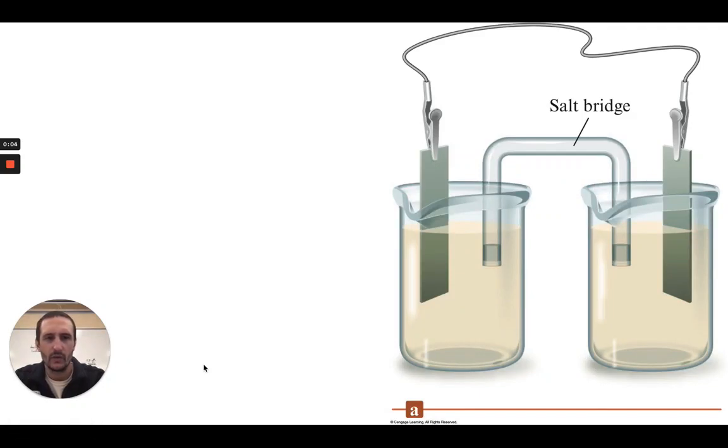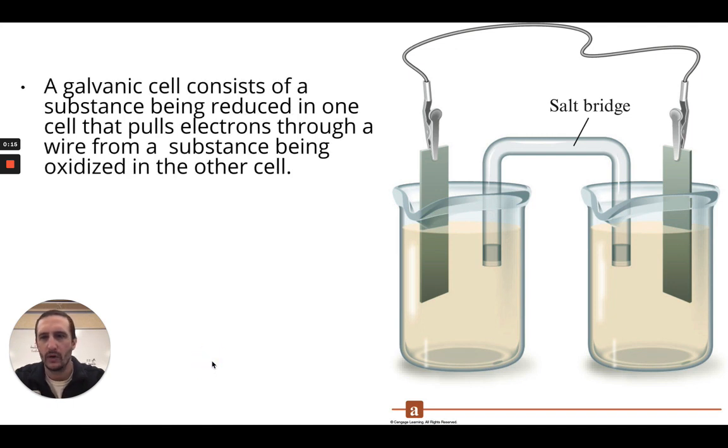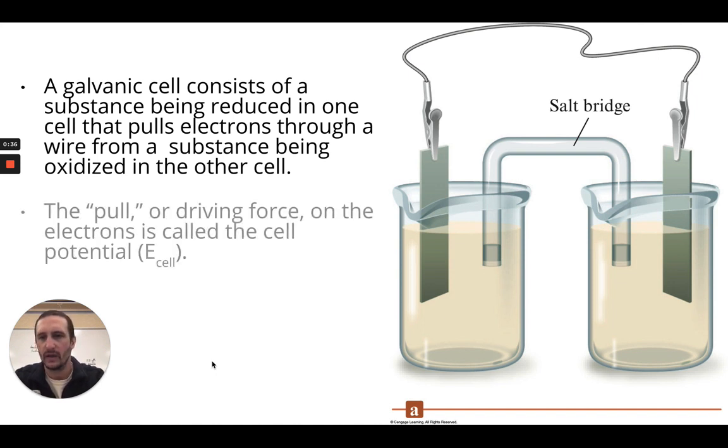In this part of the video we are going to talk about how to determine cell potential for a voltaic cell. So just a quick recap from what we talked about before. A galvanic cell consists of a substance being reduced in one cell, and that pulls electrons through a wire from a substance that's being oxidized in another cell. And so another word for galvanic cell is a voltaic cell that we talked about in the previous video.